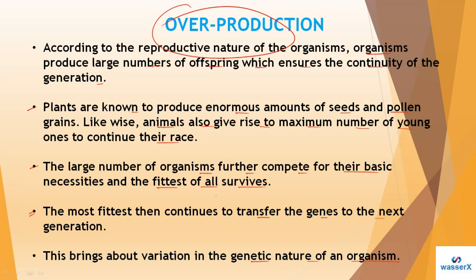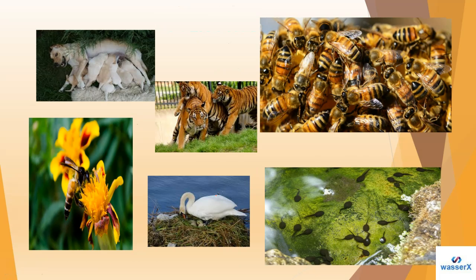Okay, so students, in this manner we are able to understand when variation takes place, for survival purposes, for basic necessities, or to be the fittest, in order to survive. This is basically what we call genetic variation also happening. So here in this picture, as you can see, the overproduction is the message.